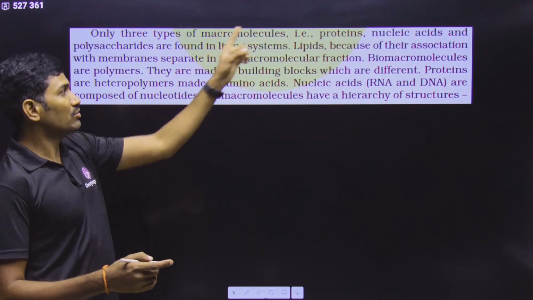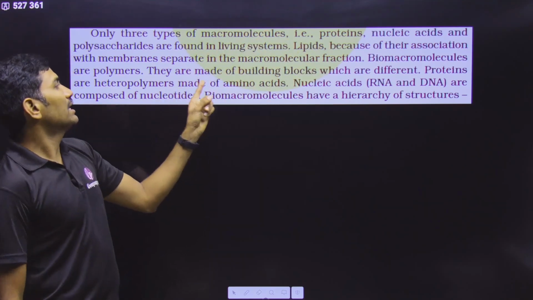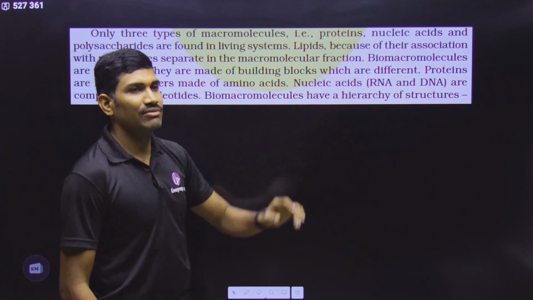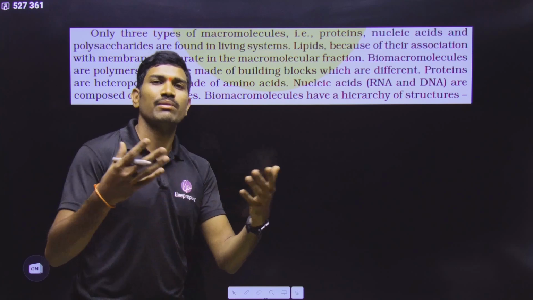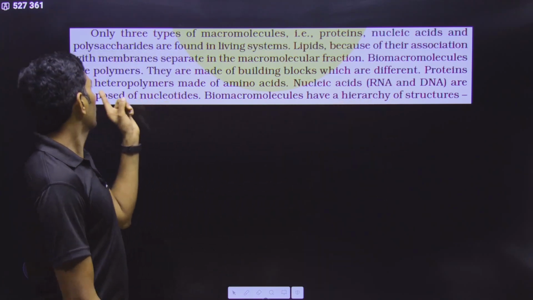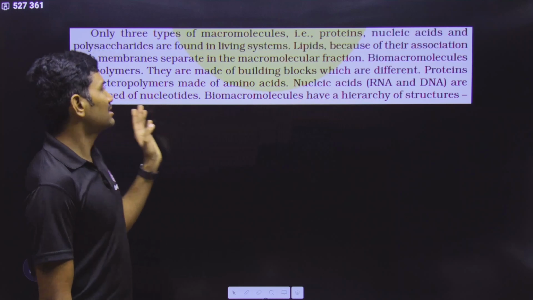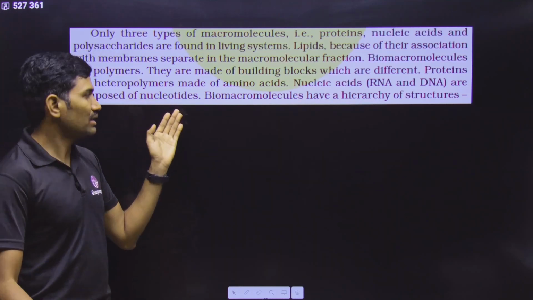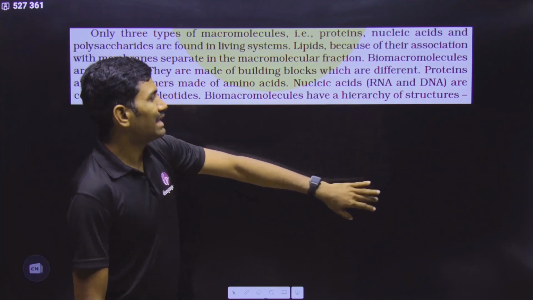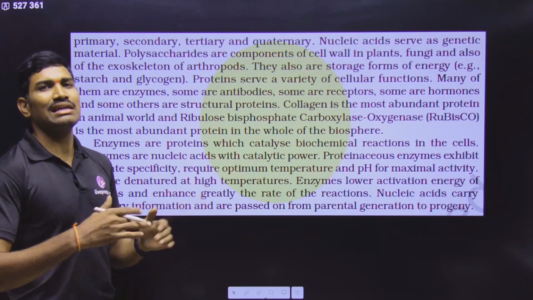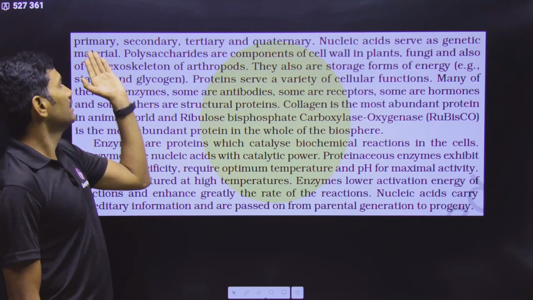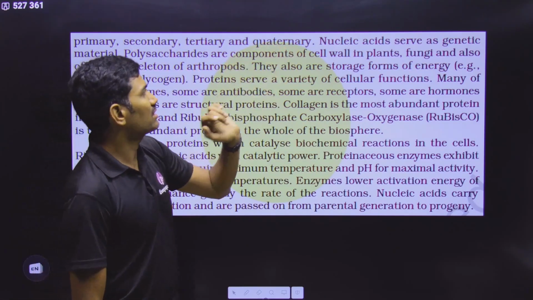Biomacromolecules are polymers. So first 3, they are the polymers. They are made up of building blocks which are different. Different macromolecules are made up of different building blocks. Proteins are heteropolymers made up of amino acids. Nucleic acids, DNA and RNA are composed of nucleotides. Biomacromolecules have a hierarchy of structures. Different levels of conformations are present. Primary, secondary, tertiary and quaternary.